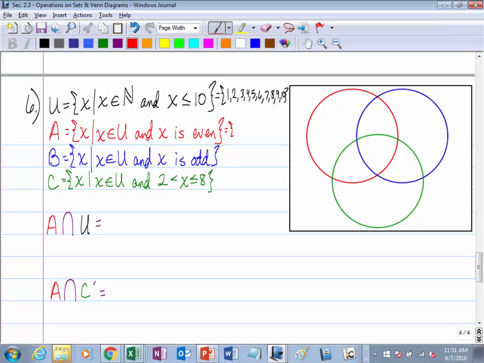All right, so the universal set is all the natural numbers that are less than or equal to 10. And then A is all of those numbers from that universal set that are also even. So A would have 2, 4, 6, 8, and 10. And then B is all of those numbers from the universal set that are also odd. So B would contain 1, 3, 5, 7, and 9. And then C is all of those numbers from the universal set that are between 2 and 8, not including the 2. So it actually starts with 3: 3, 4, 5, 6, 7, 8. All right, so we have A, B, and C. And then this box represents the universal set.